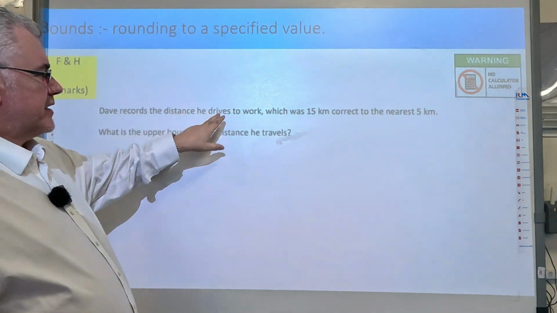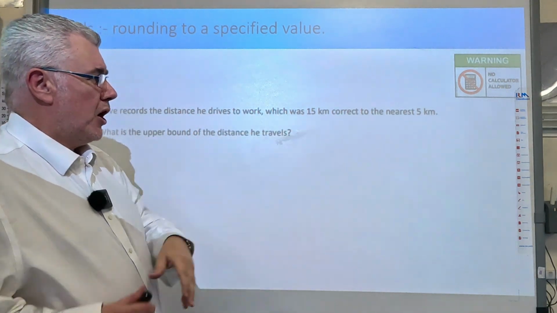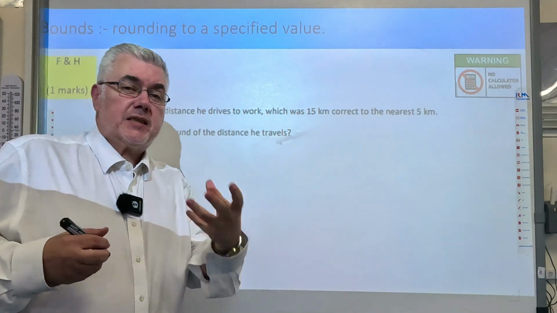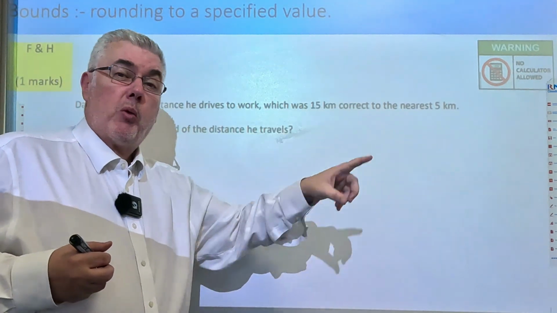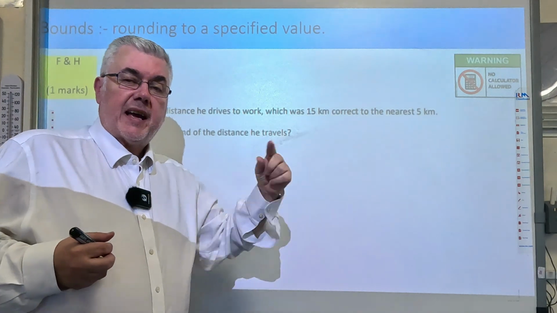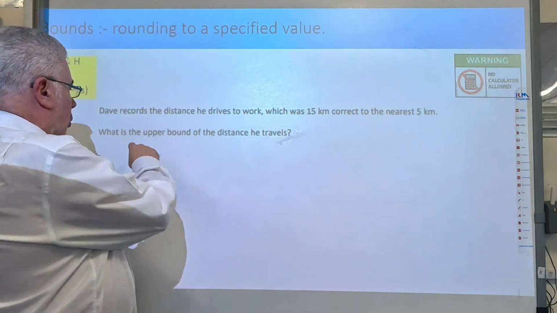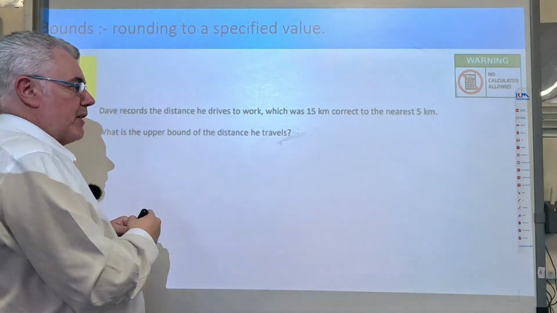Dave records the distance he drives to work, which was 15 kilometres, to the nearest 5 kilometres. It's a bounds question. It's already been rounded. It's been rounded to this. We're interested in what it was before. If you're unsure, take a look at yesterday's question. What is the upper bound of the distance he travels?